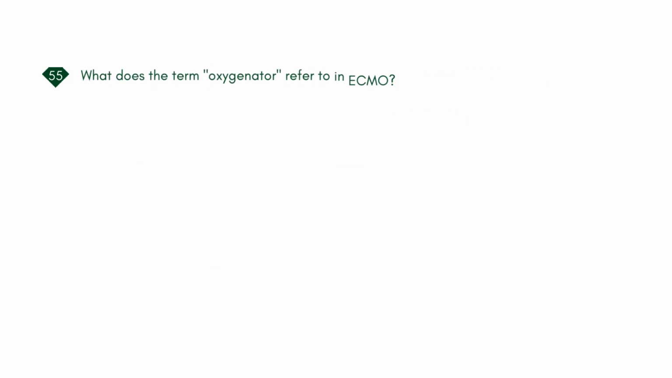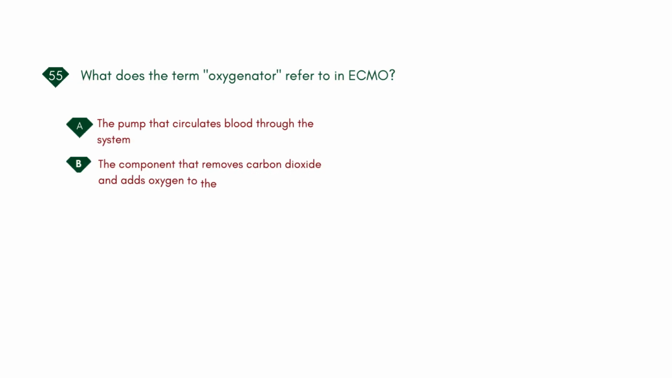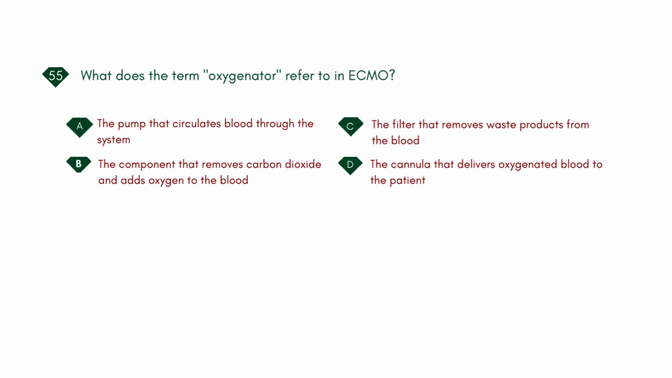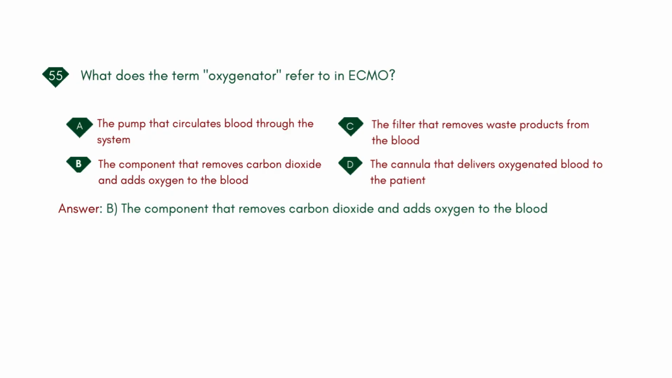What does the term oxygenator refer to in ECMO? A. The pump that circulates blood through the system. B. The component that removes carbon dioxide and adds oxygen to the blood. C. The filter that removes waste products from the blood. D. The cannula that delivers oxygenated blood to the patient. Answer: B. The component that removes carbon dioxide and adds oxygen to the blood.